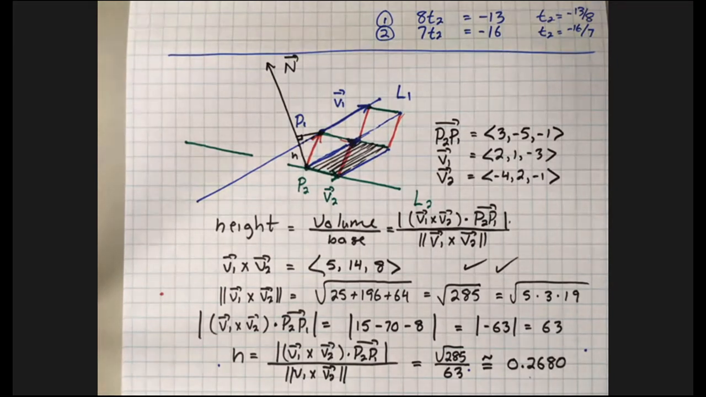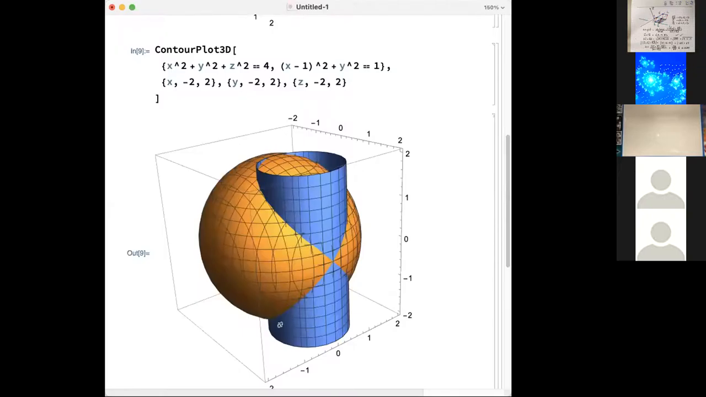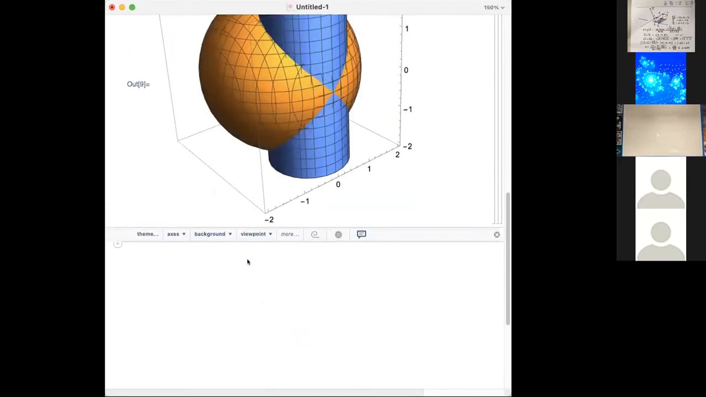So I'm going to run that into Mathematica. I'm not going to open a separate notebook. I'm just going to take you back to the notebook we were using and put in some vectors. I got the vector V1, which is the vector 2, 1, minus 3.